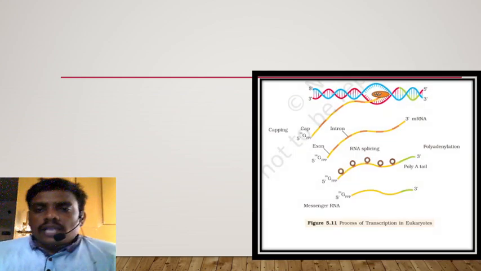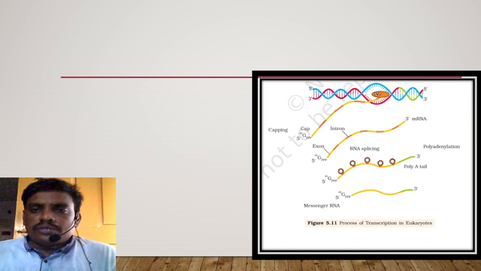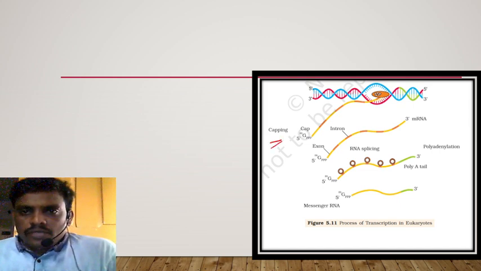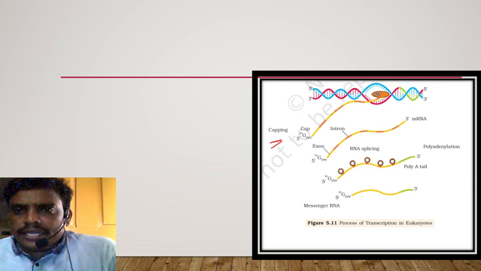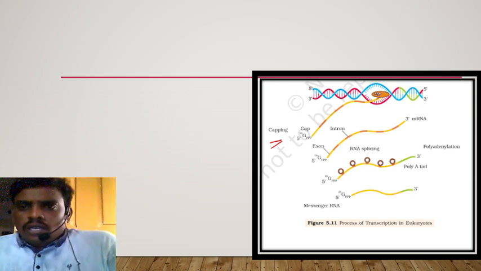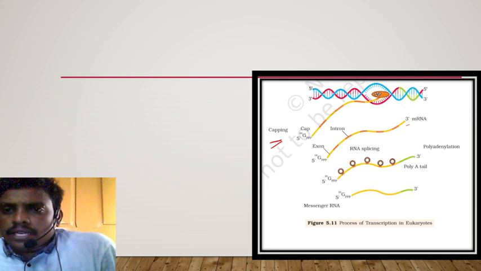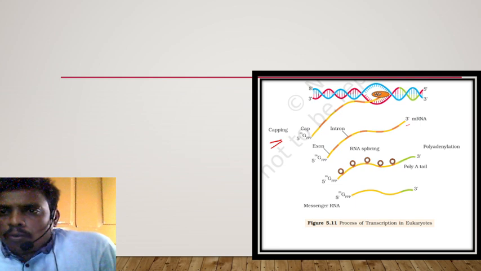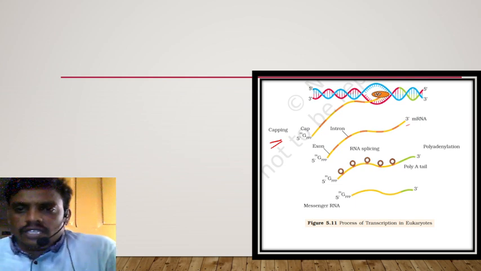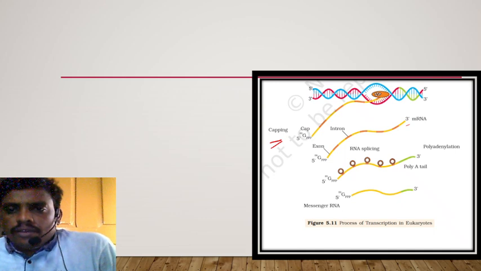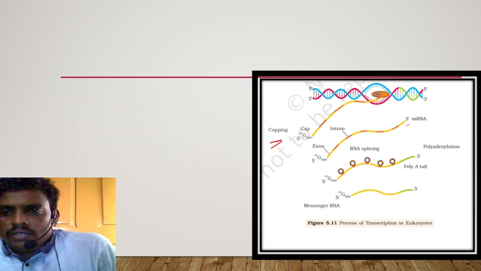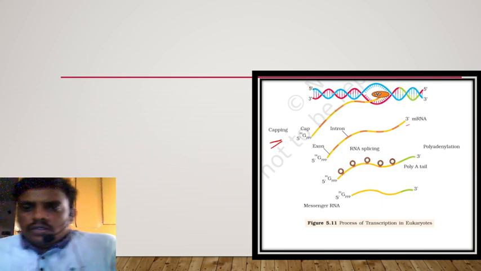Now you can see in the diagram the process of transcription in eukaryotes. During capping at the 5' end, and after capping you can see the exons and introns, and the mRNA. RNA splicing occurs here, and polyadenylation occurs, and you see the messenger RNA from the 5' end going to the 3' end.